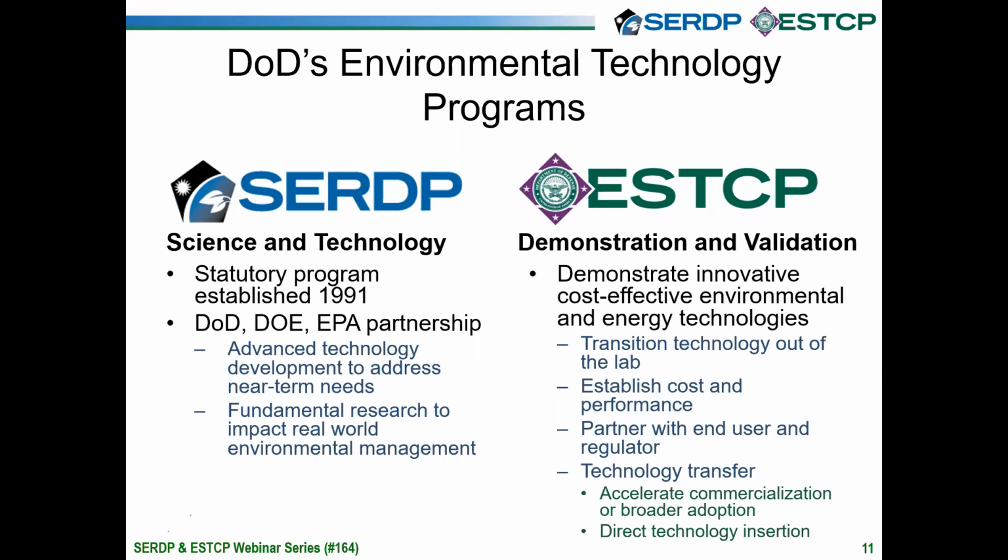SERDP operates in companionship with ESTCP, or the Environmental Security Technology Certification Program, which is a demonstration and validation program operated out of the Department of Defense, which is designed to take research, knowledge, and technologies developed under SERDP and other research programs and demonstrate them in the field to get good cost and performance data at a pilot scale level to help when we want to get to full scale, with the ultimate goal of technology transfer of these technologies to accelerate their broader application and commercialization.